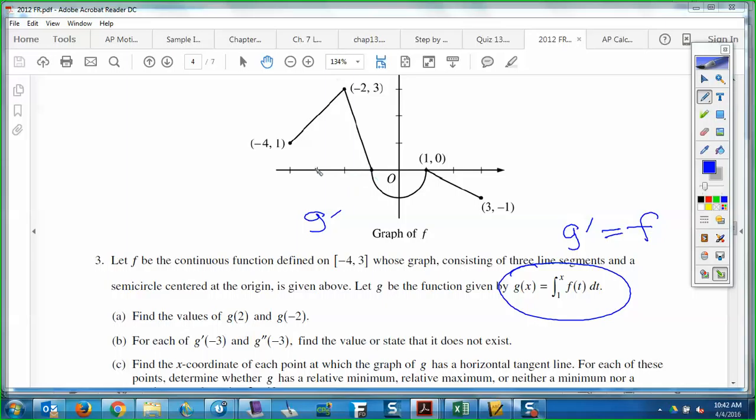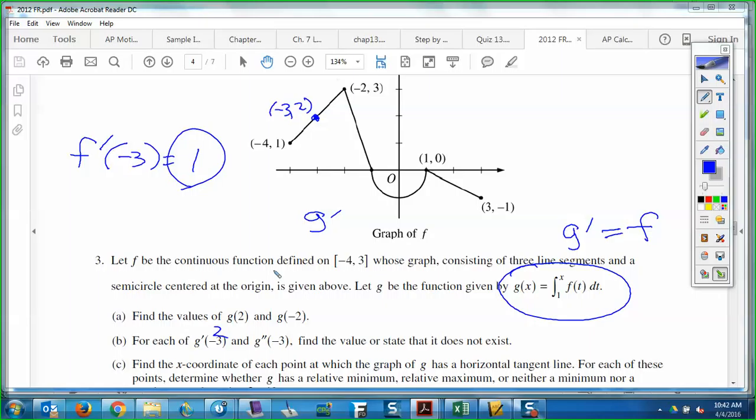So 1, 2, 3, and we go up here, and I'm assuming this, they say this is a line, so if I'm going over 2 and up 2, that means over 1, up 1, so that's got to be the point -3, 2, right? So this would be 2. So G prime of -3 would be 2, right? So what's G double prime of -3? That's F prime of -3, which would be the slope right here, which would be 1, right?